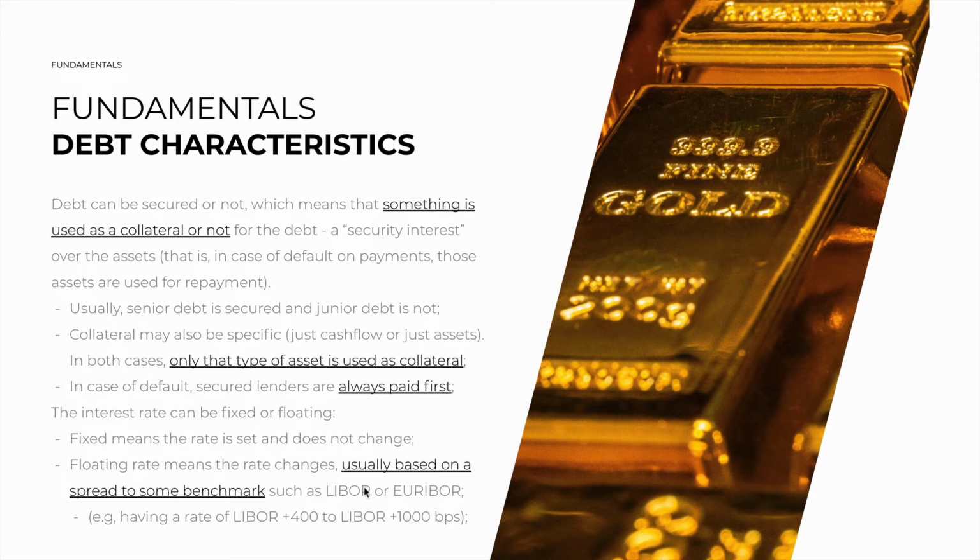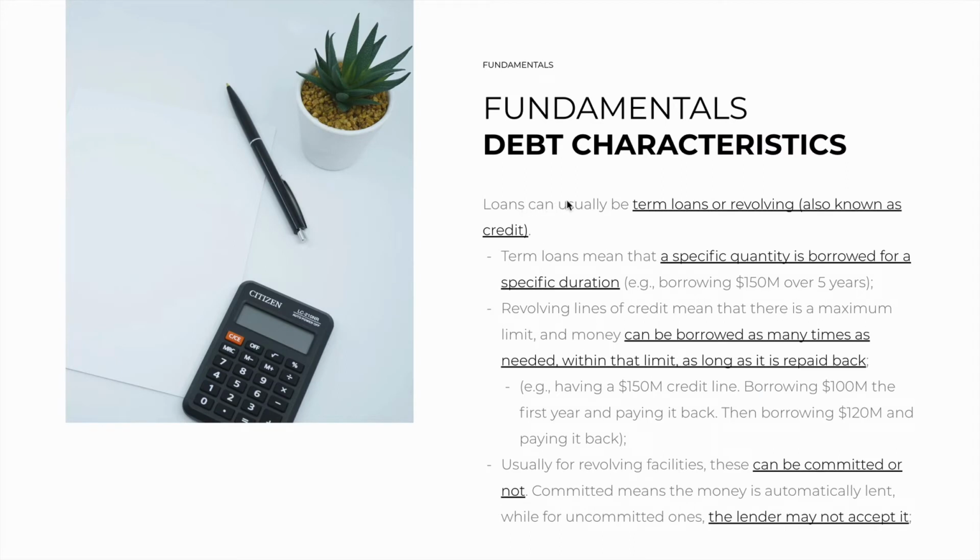So a bank, for example, may lend at LIBOR plus 400 basis points to LIBOR plus 1,000 basis points. Depending on how risky the loan is and the market, these spreads can go very high. For example, for distressed debt, which is very risky, they can go up to 2,000 basis points. Loans themselves can usually be term loans or revolving loans, also known as revolving credit lines. So term loans mean that a specific quantity of money is borrowed for a specific duration, the maturity, borrowing 150 million over 5 years. After those 5 years, those 150 million are repaid.